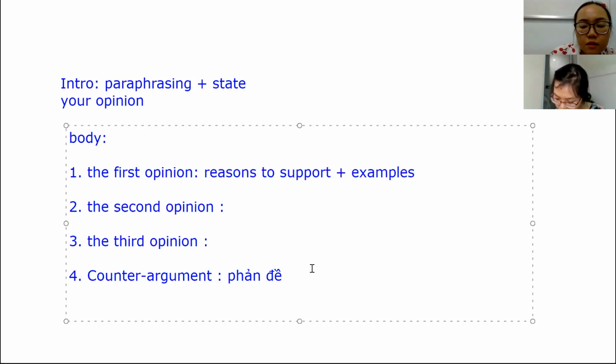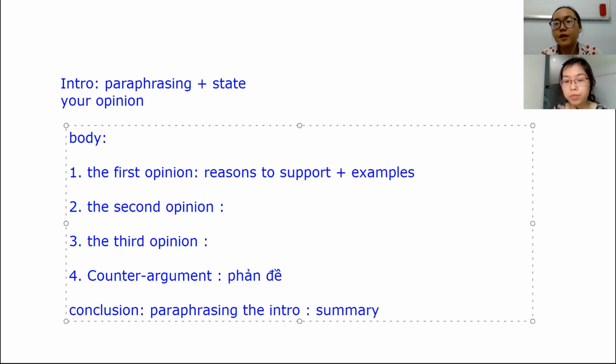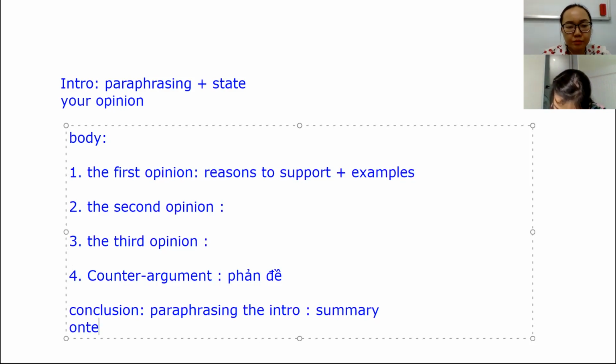Yeah. Then you have the conclusion. With the conclusion, okay, there's something we should remember. You paraphrase the intro again. Okay, it's like a little summary. You summarize the key points in your essay again. But remember, do not present new ideas in the conclusion.